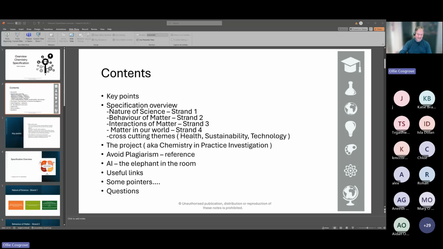Okay, so the way they say it in the specification is we should use the cross-cutting themes as a lens to view the content. The content are the four strands: nature of matter, behavior of matter, matter in our world, and interactions of matter. The cross-cutting themes are ways of applying our knowledge to the real world. Now that sounds very different, but they always did that. On the old syllabus, about 9% of the paper was social and applied aspects. So again, they're just formalizing this thing.